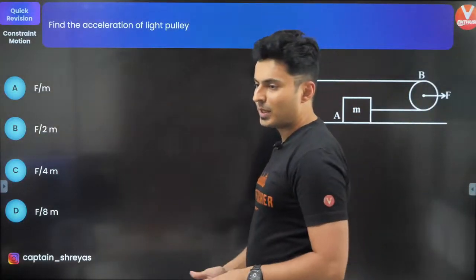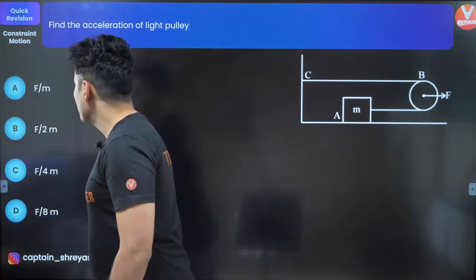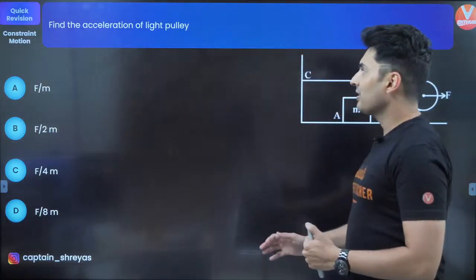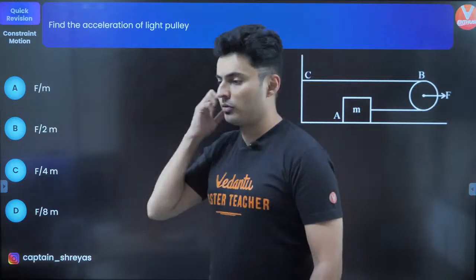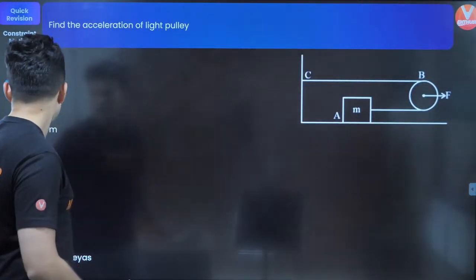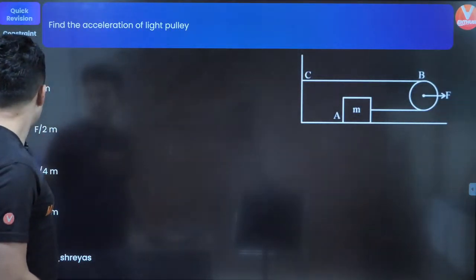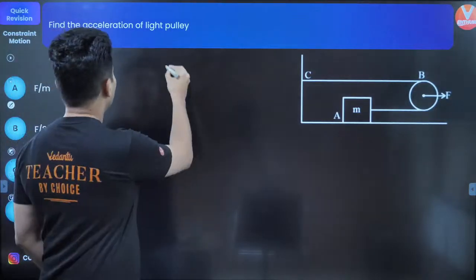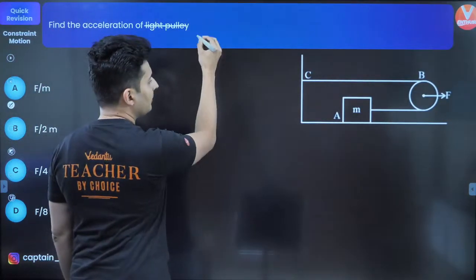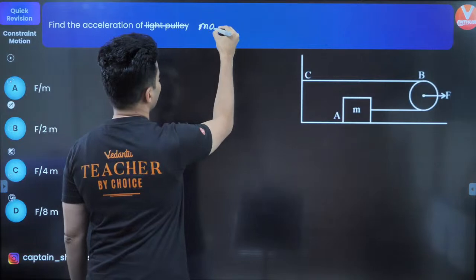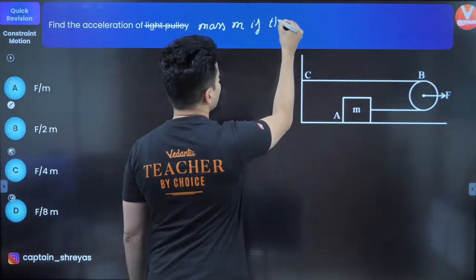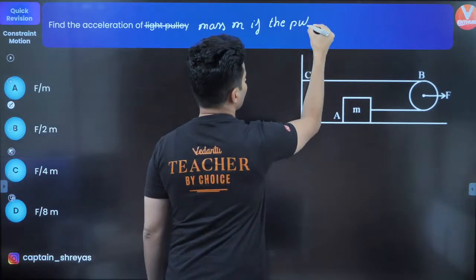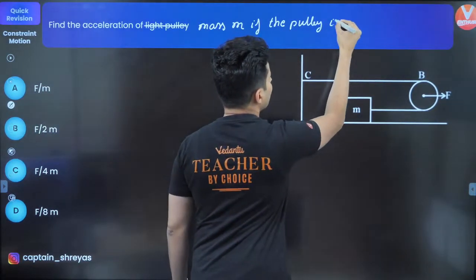Here's the first question coming up on your screen. Find the acceleration of the mass m. So I'll just rewrite the question over here. Find the acceleration of the mass m if the pulley is light.